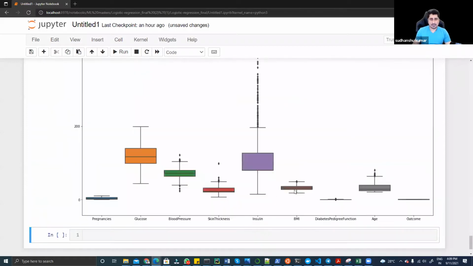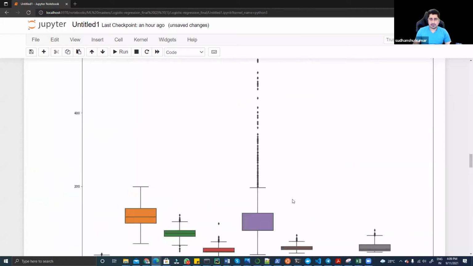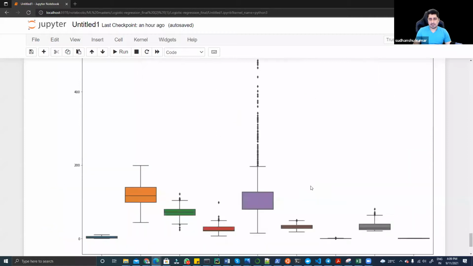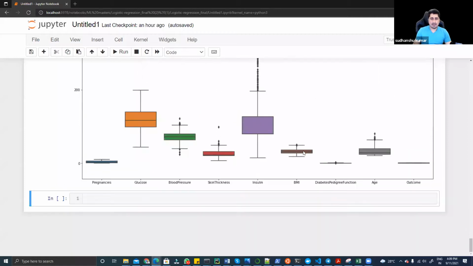Let's try to understand the graph. So I think last time, when we were looking into this BMI, there were so many outliers. This is the original graph, right? And this time, when I'm looking into this graph, now we have very few outliers.